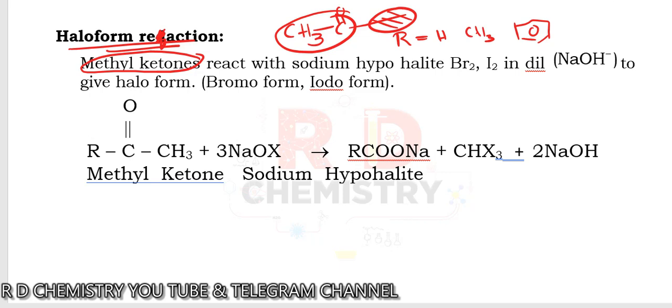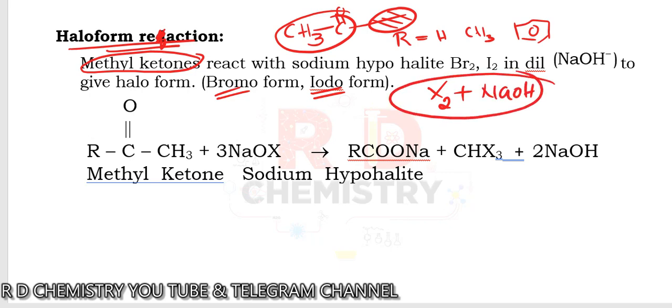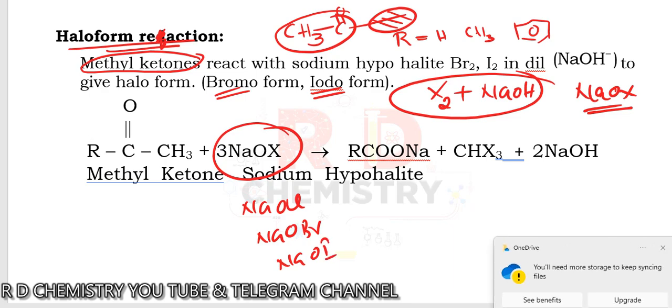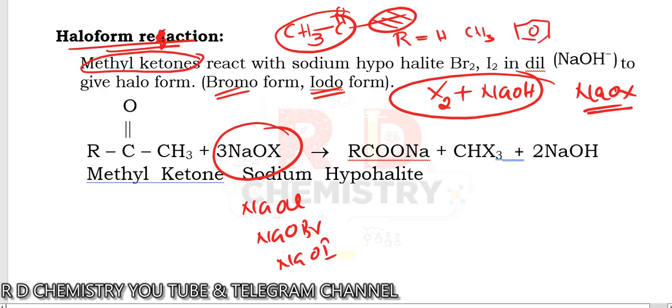When we say haloform reaction, it can be bromoform, it can be iodoform, it can be chloroform. What is the reagent we make use of? We make use of halogen along with sodium hydroxide, the basic medium. Now, this combination can also be written as NaOX, sodium hypohalite. NaOX means it can be NaOCl, NaOBr or NaOI: sodium hypochlorite, sodium hypobromite, sodium hypoiodite.